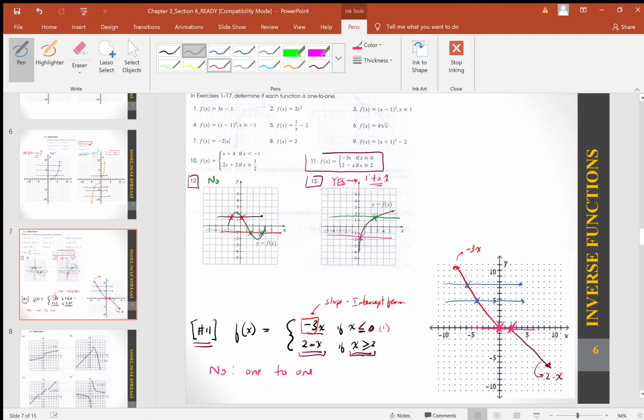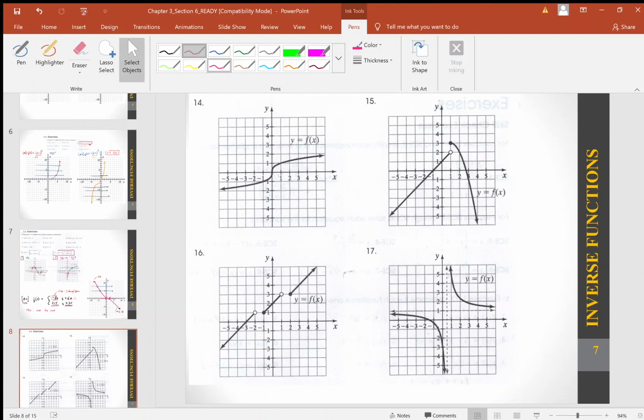Okay. Now let's go on to the next page. Go to number 14. If I draw my horizontal line, it only crosses this graph at one point. I draw another horizontal line, it only crosses the graph at one point. So this would be yes, one-to-one. Okay, number 15. As you can see, if I draw a horizontal line, it crosses the piecewise function at two locations, right here and right here. So therefore, this is no.